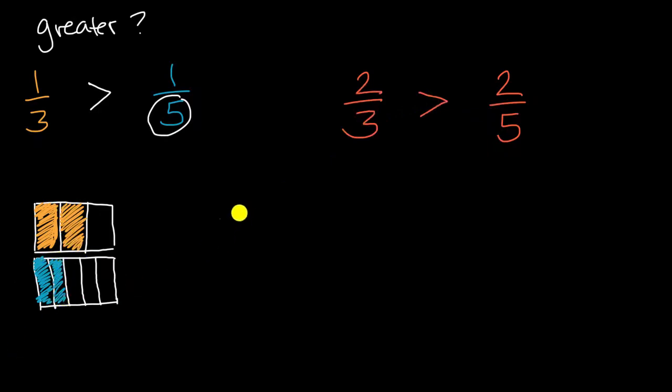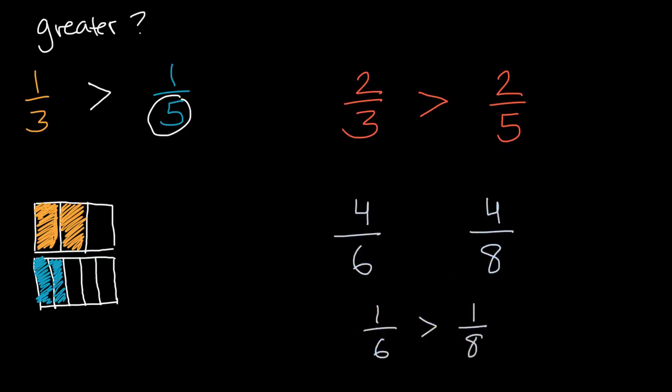And I can do another example where I haven't even drawn it out. How would you compare 4/6 to 4/8? So 4/6 versus 4/8. Well, same idea. A sixth is larger than an eighth. 1/6 is greater than 1/8 because the denominator here is smaller. We have the same numerator, but the denominator is smaller. So 4 of the bigger things is going to be larger than 4 of the smaller things. So 4/6 is greater than 4/8.